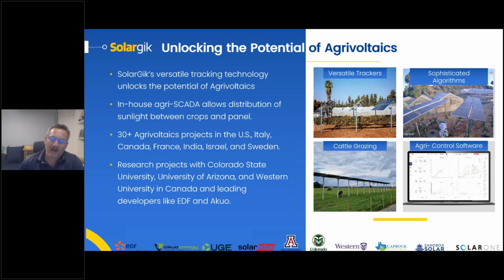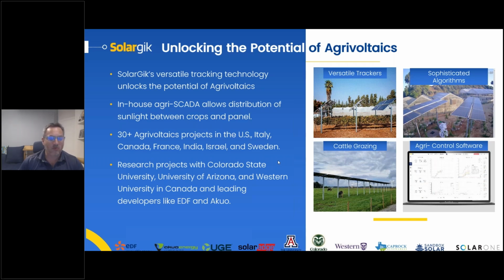Okay, thank you. SolarGik is a solar tracking solutions company. We provide both single axis trackers and racking, as well as software solutions for both Agri PV and general DG and utility scale projects. The logos you see below are some of our key projects that we're doing, especially in North America, around agrivoltaics. You can see some of the leading universities and developers that we've been working with to push this out to the market.